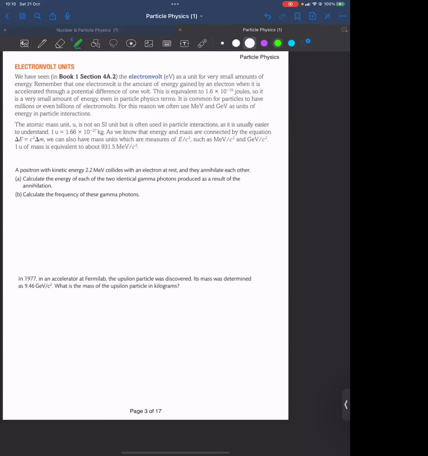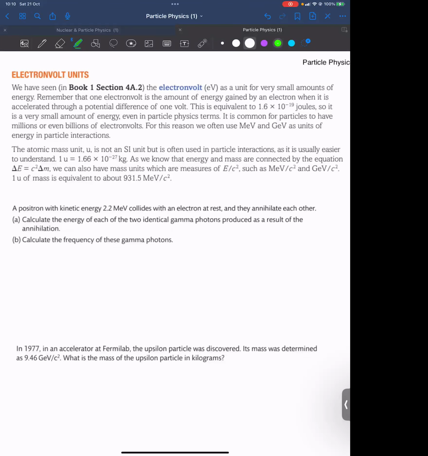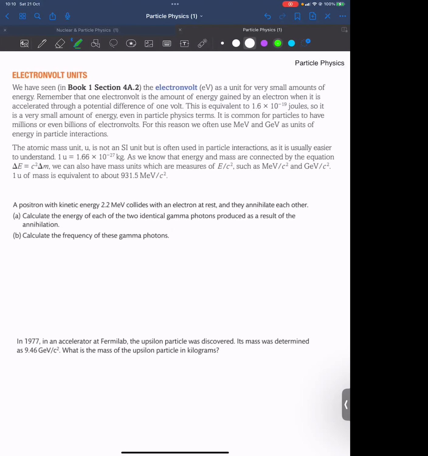Okay, right. Page 3. Electron volt units. Listen to this part carefully. This is something important. We have seen the electron volt as a unit for very small amounts of energy. So guys, 1 electron volt means 1.6 × 10^-19 joules. To convert electron volts to joules, you multiply by the charge of an electron.